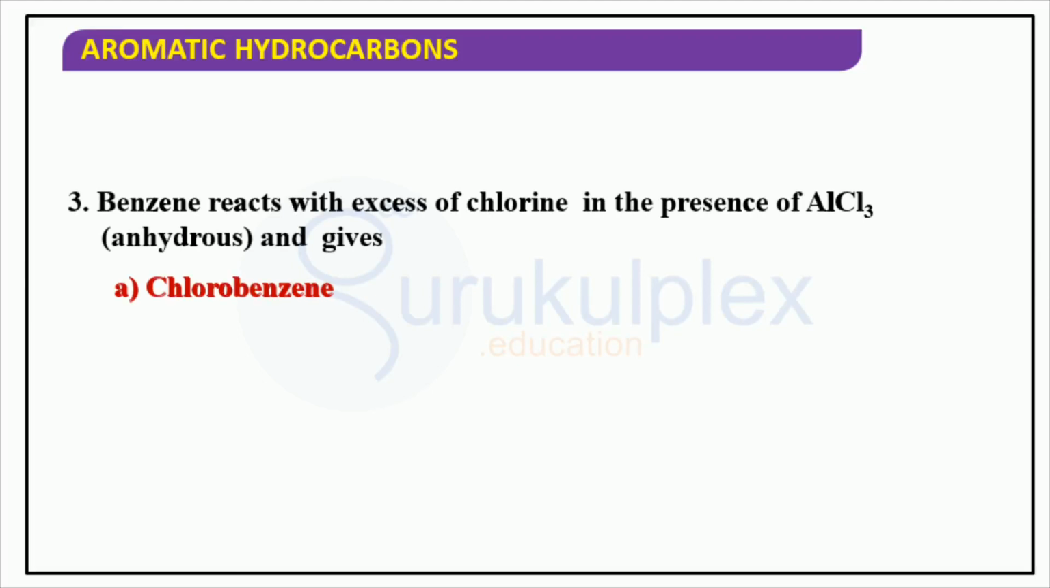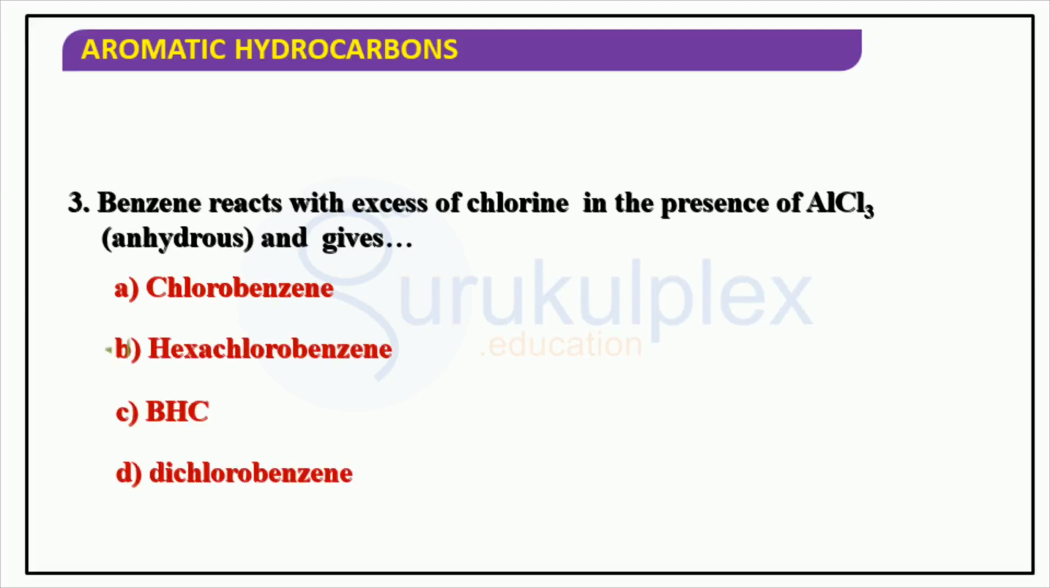Benzene reacts with chlorine in the presence of anhydrous aluminum chloride and forms a series of aromatic hydrocarbons including chlorobenzene, hexachlorobenzene, BHC and dichlorobenzene. These compounds are used in a wide variety of products, from pesticides to pharmaceuticals. Gaining more knowledge of their synthesis helps us to develop a stronger understanding of this important class of compounds.